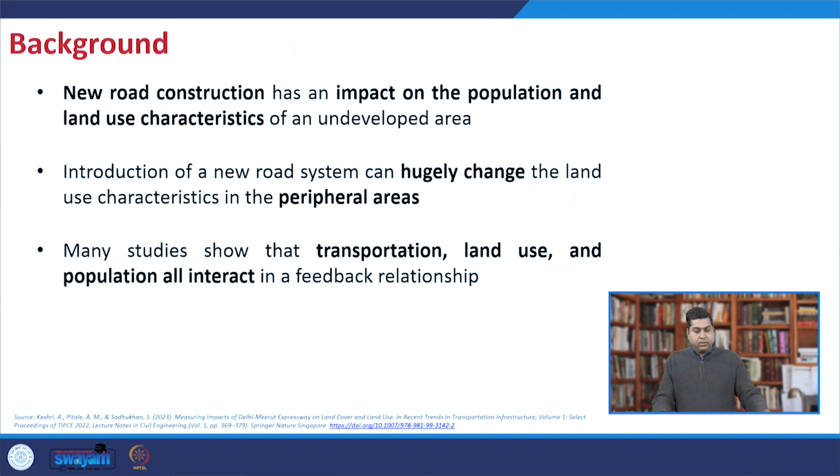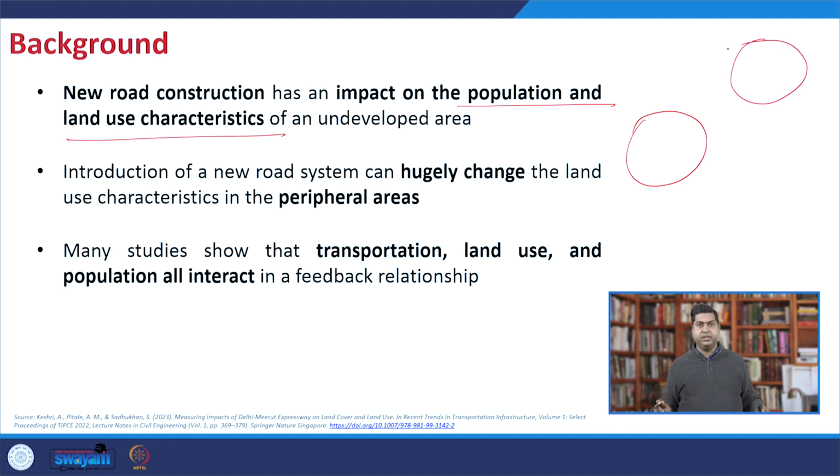Now if I talk about the background of this particular research, some of them already have mentioned that new road construction has an impact on the population and land use characteristics, especially for undeveloped area. Whenever we connect two dots, say for example there are two very small villages, they have certain expansion, after that there is no such growth, okay, it's very limited.